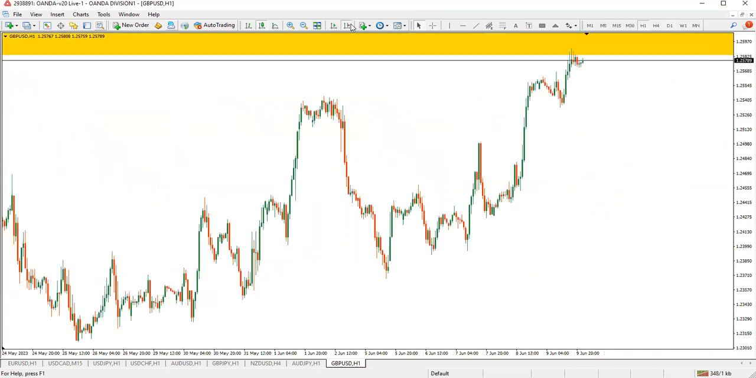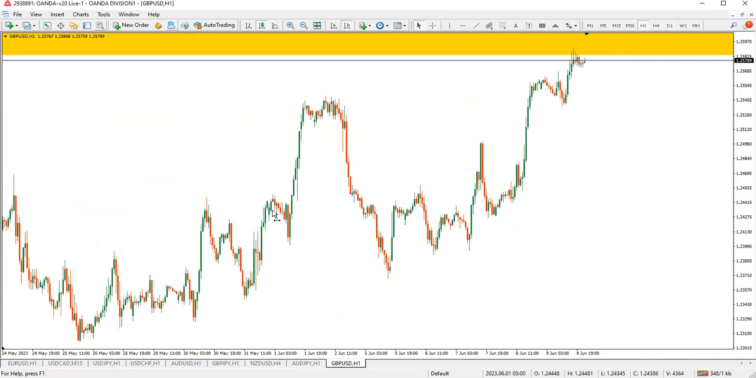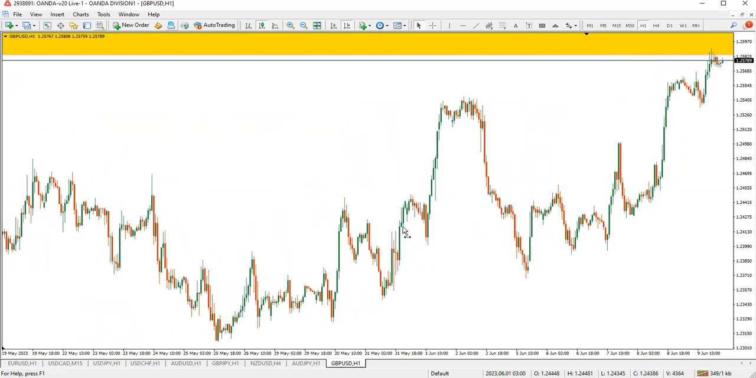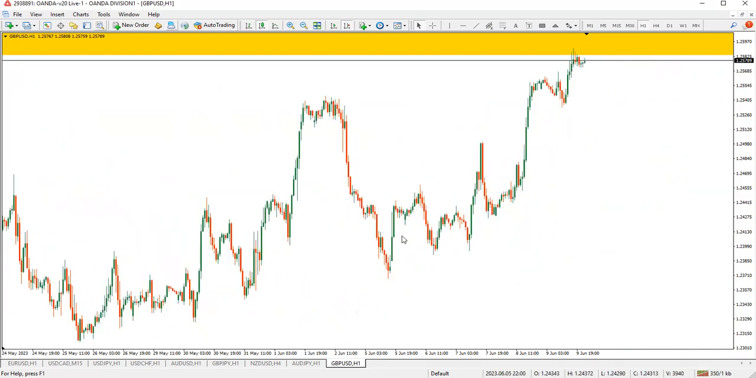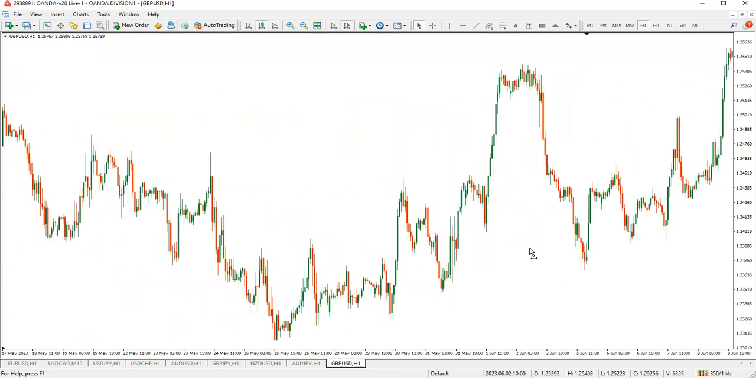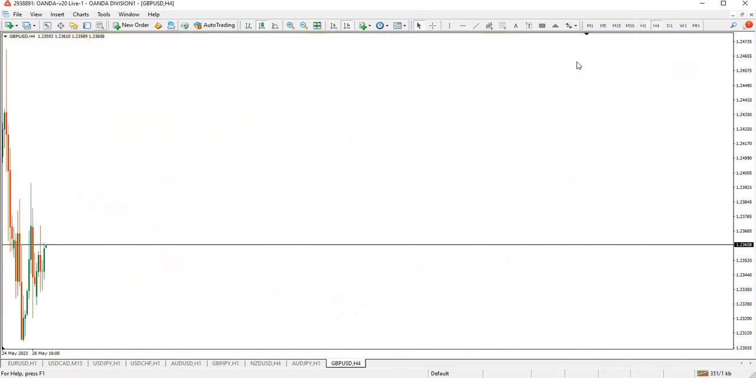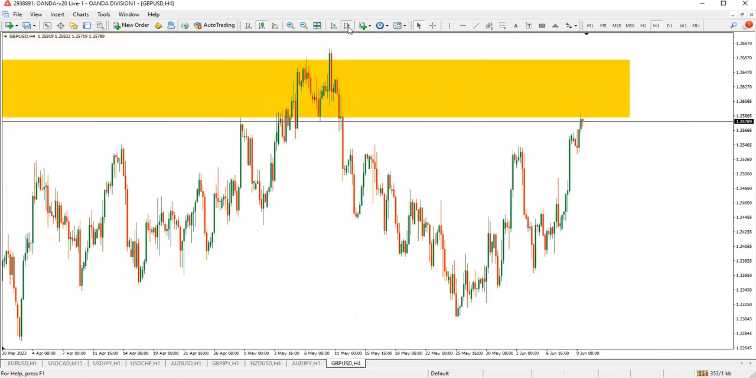So I'm going to look at the H1. The H1 is a very good time frame for day trading. If you're a day trader, you cannot ignore your H1 chart. It is a very good time frame for day trading. But let me quickly take a glance at H4.